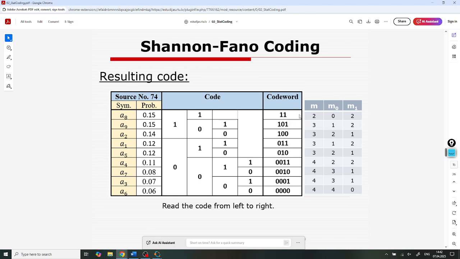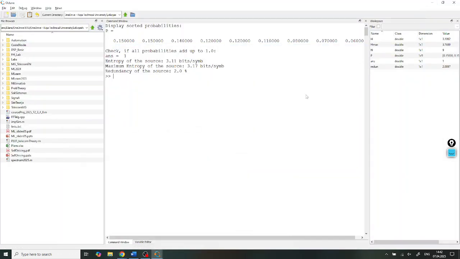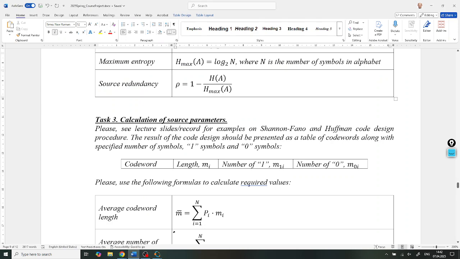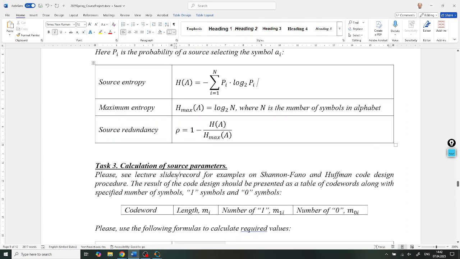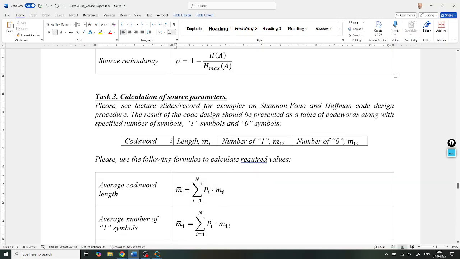So we'll have, as we discussed last time, two codes. They are slightly different, both of them, Shannon-Fano and Huffman, which happen to produce different code words, and we'll numerically compare them to conclude about their efficiency. So that brings us to task 3, for which we now need to have this table of your code word: how many symbols are in your code word, how many of them are ones, and how many of them are zeros.